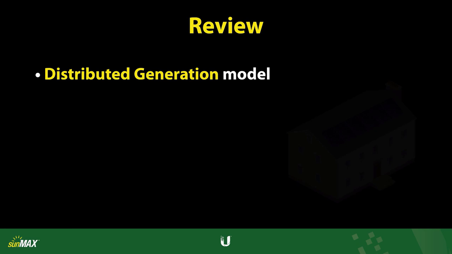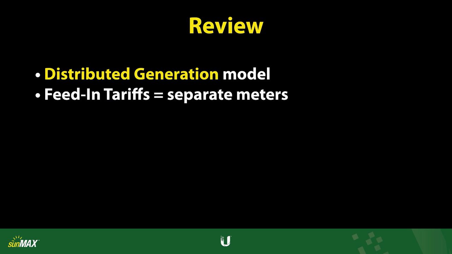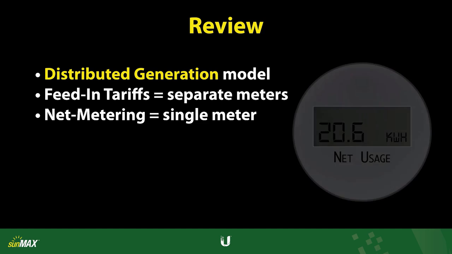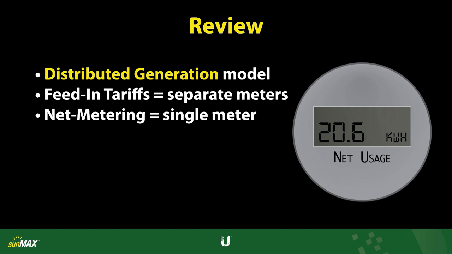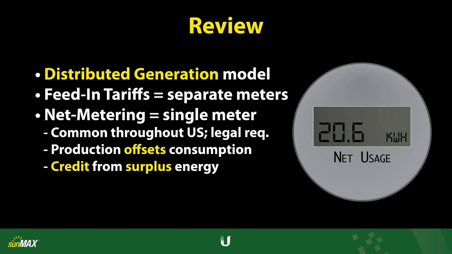To review, distributed generation refers to the network of grid-connected customers with energy-producing systems. Feed-in tariffs track energy production and consumption on separate electricity meters. Net metering tracks both production and consumption via a single meter. In most parts of the United States, utilities are legally required to participate in net metering, which benefits customers by offsetting energy consumption through production, as well as providing credit whenever surplus energy is produced.